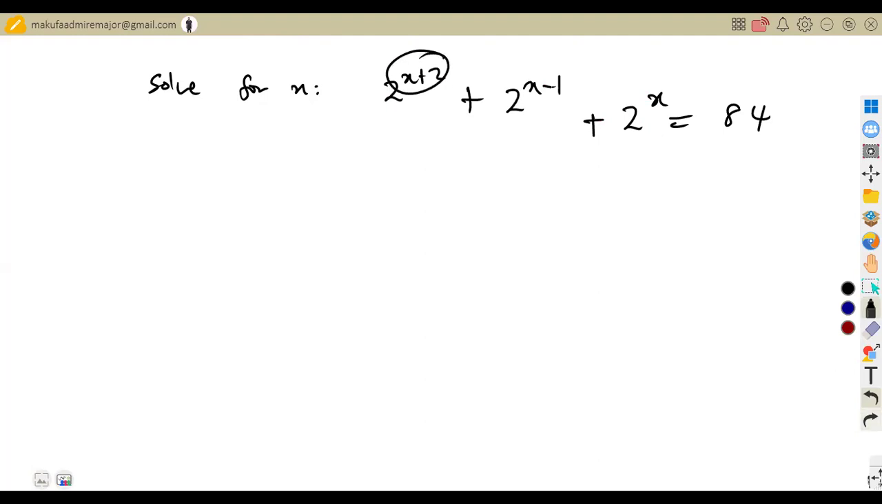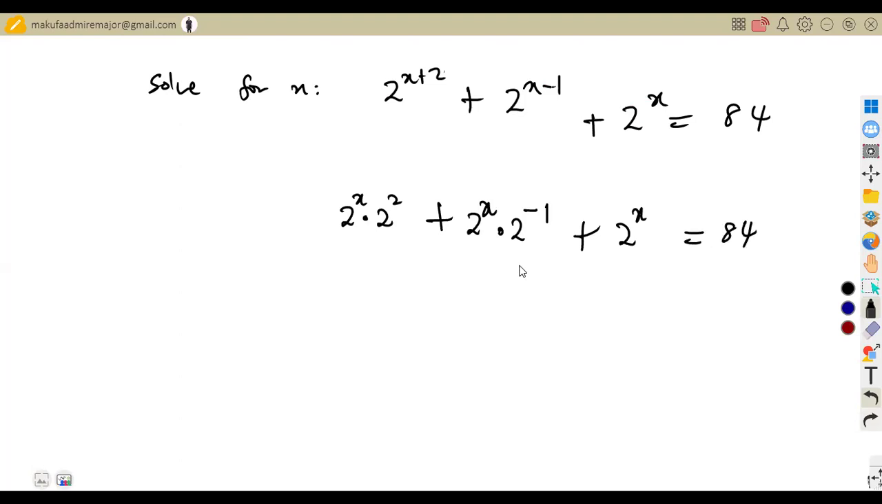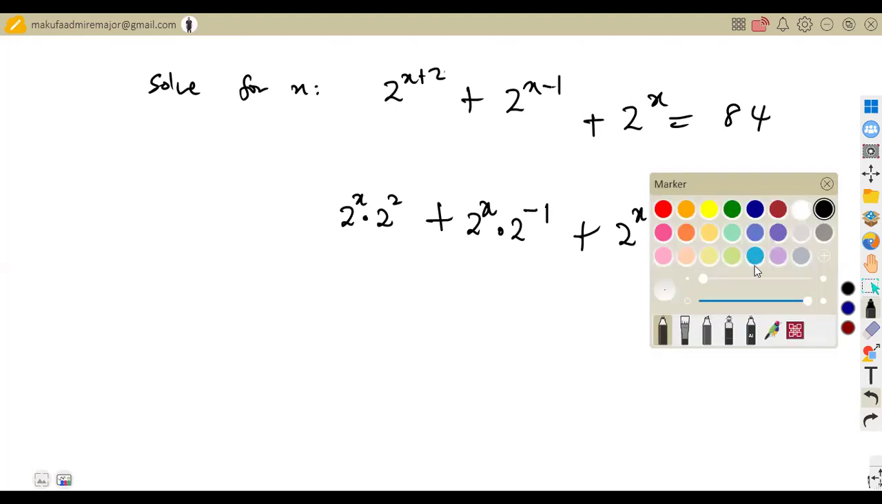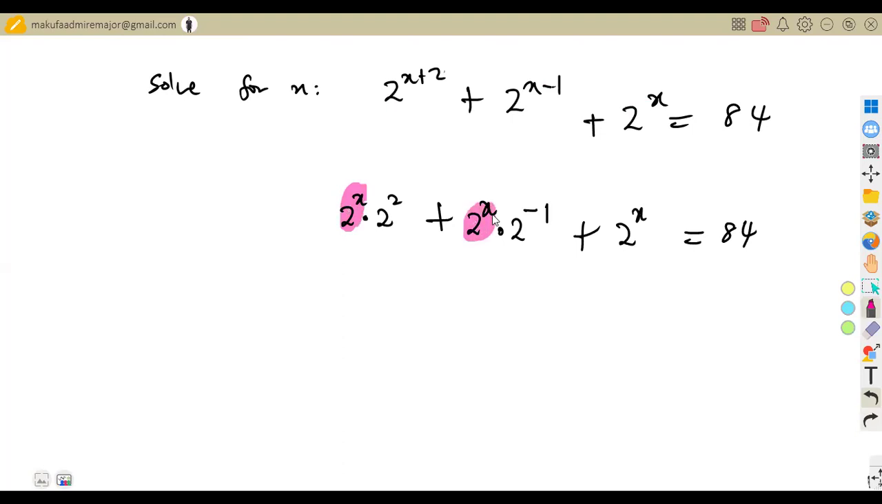X plus 2 on the exponent, meaning to say we can multiply 2 to the exponent of x times 2 to the exponent of 2. Plus, we do the same thing. There's x minus 1 there, so we add 2 to the exponent of x times 2 to the exponent of minus 1. Plus, this is just a single term, so it's just going to remain as it is, 2 to the exponent of x, which is equal to 84. So as we can see, the 2 to the exponent of x is common on these terms. There's no 2x or 3x. It's just the 2 to the exponent of x as it is.